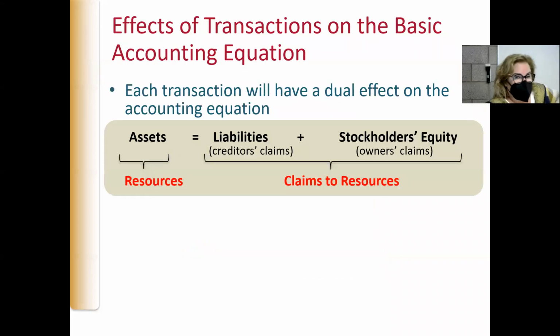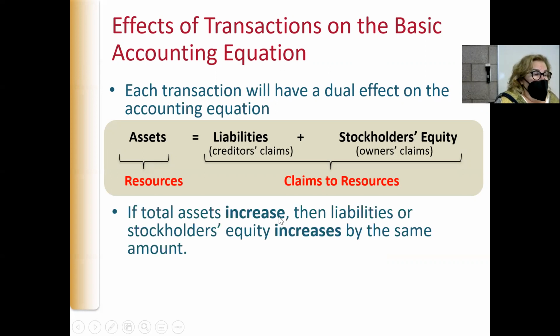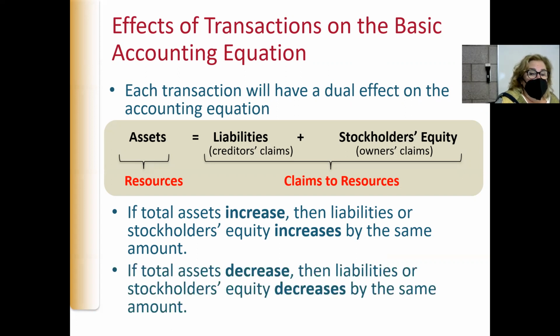Okay, so remember this accounting equation that I told you last week was one of the most important things you were going to learn? The accounting equation always says that assets, or our resources, are always going to equal liabilities plus stockholders' equity. So we know when we're working on a transaction, if one side increases, then the other side is increasing.